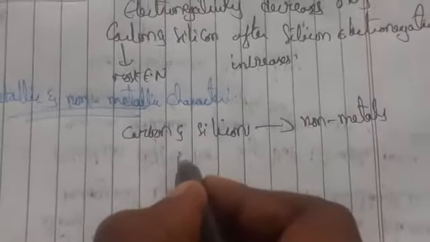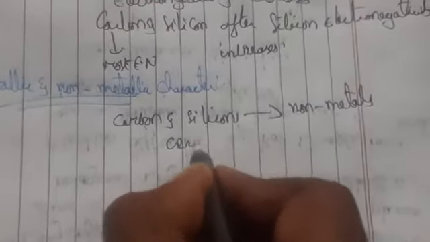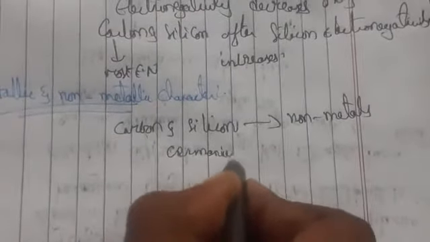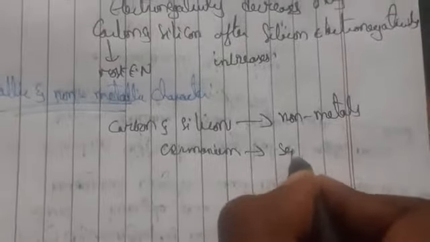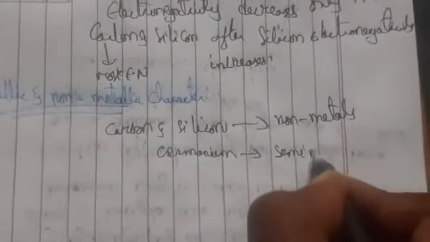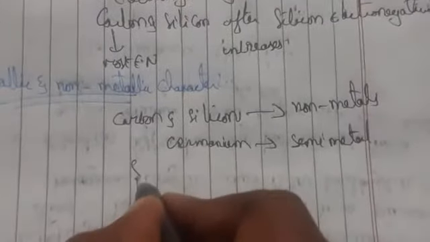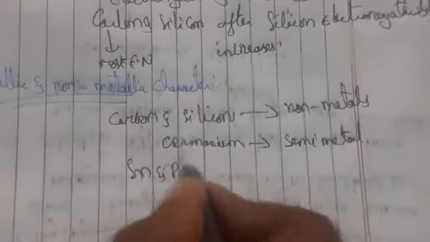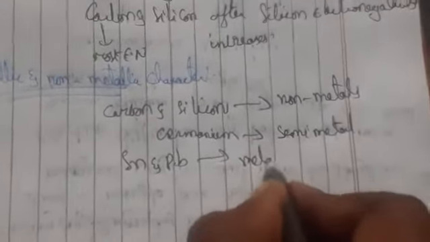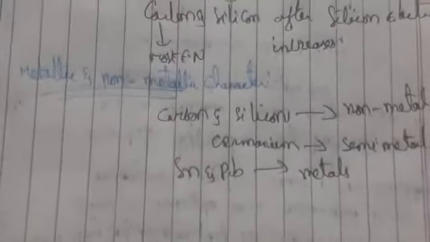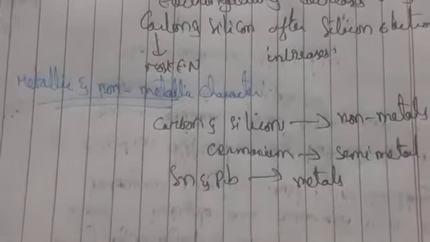Coming to germanium, it will be a semi-metal. A semi-metal is nothing but it shows half metallic character and half non-metallic character. Coming to tin and lead, they are metals which differ in physical and chemical properties. So this is about metallic and non-metallic character. So there will be a change from carbon and silicon.